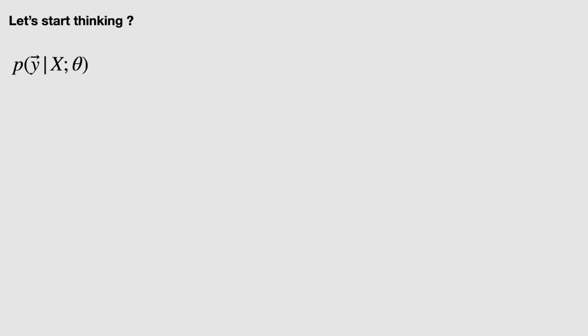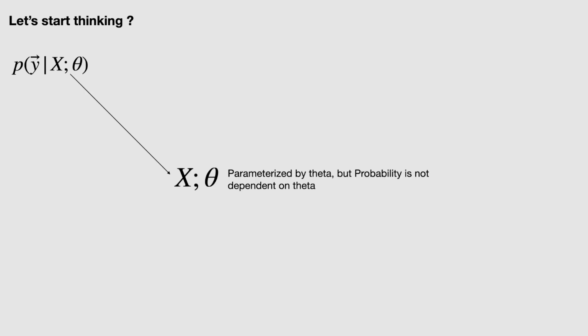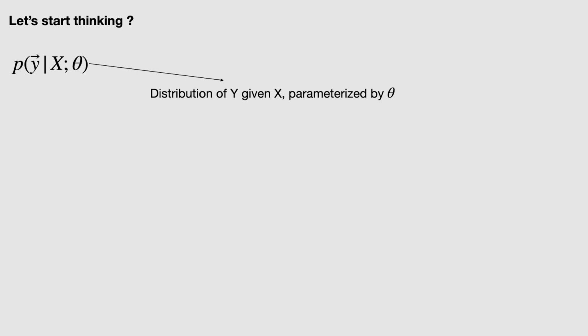Okay, so I think we are now familiar with this symbol, which means that we want to calculate the probability of y given x. So it's like first x is happening and then we want to calculate y. And the new thing is x semicolon theta. We read this as x parameterized by theta. But the probability is not dependent on theta, it's not going to affect anything. It's just that whatever the equation for x will be, there will be a theta in that equation. So we read this as the distribution of y given x parameterized by theta.